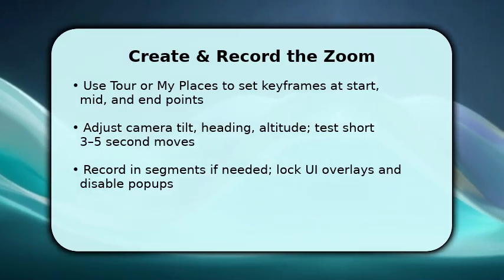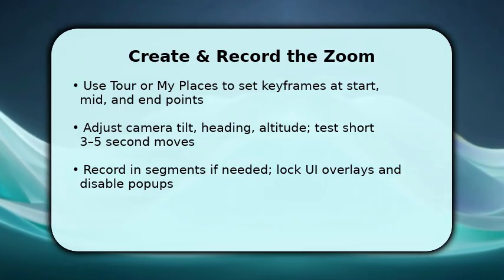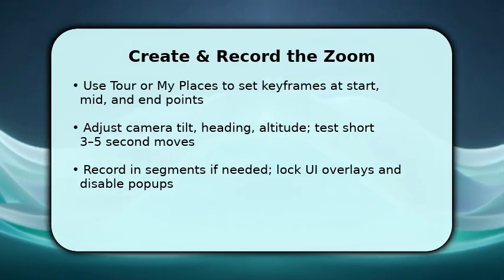Record short segments first, 3 to 5 seconds, so you can stitch cleanly. Make sure overlays and pop-ups are disabled to keep frames consistent.